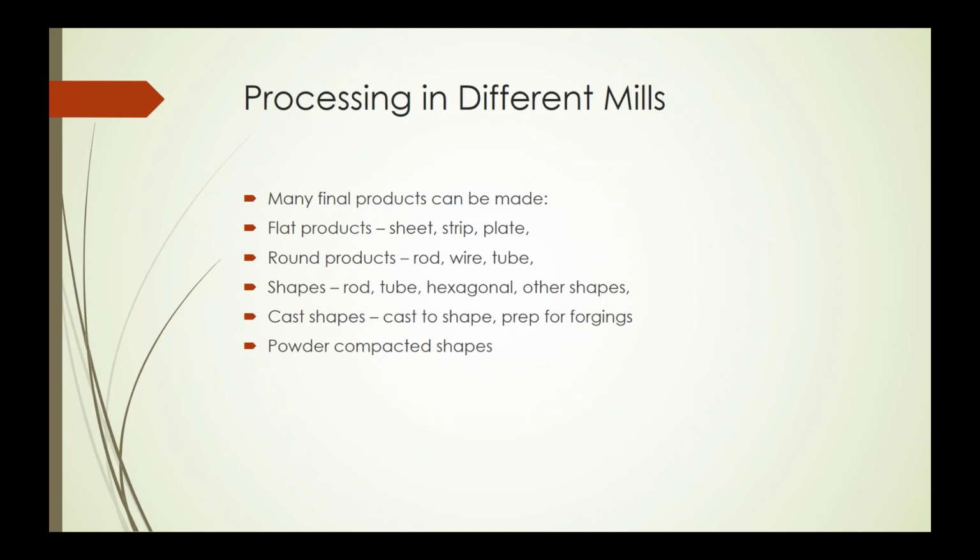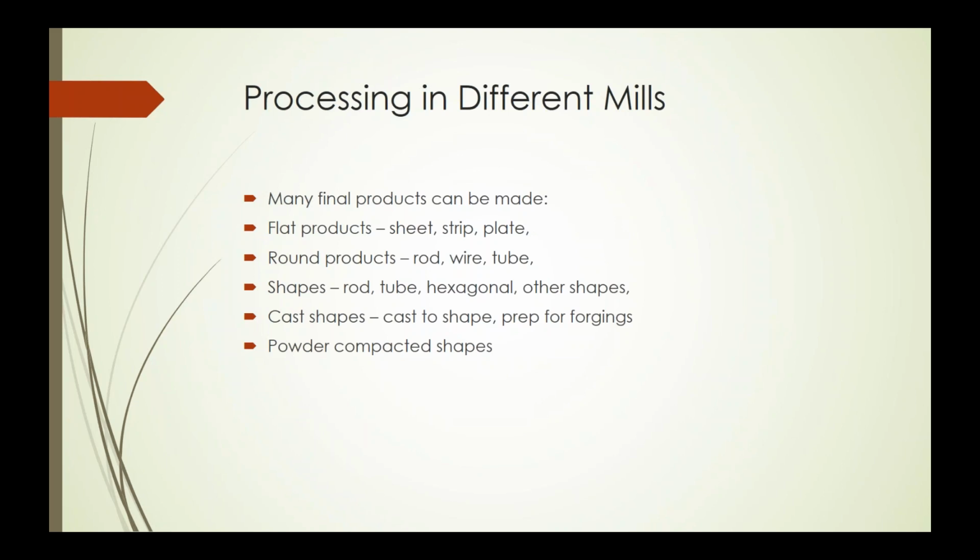Cast shapes. These are static molds or reusable molds. Cast the shape and then finish it, as I said earlier, or you can use these as a prep for forgings, where you cast an initial shape and then you take it to the forge, probably preheat, and then hit it a variety of times to make the final product.